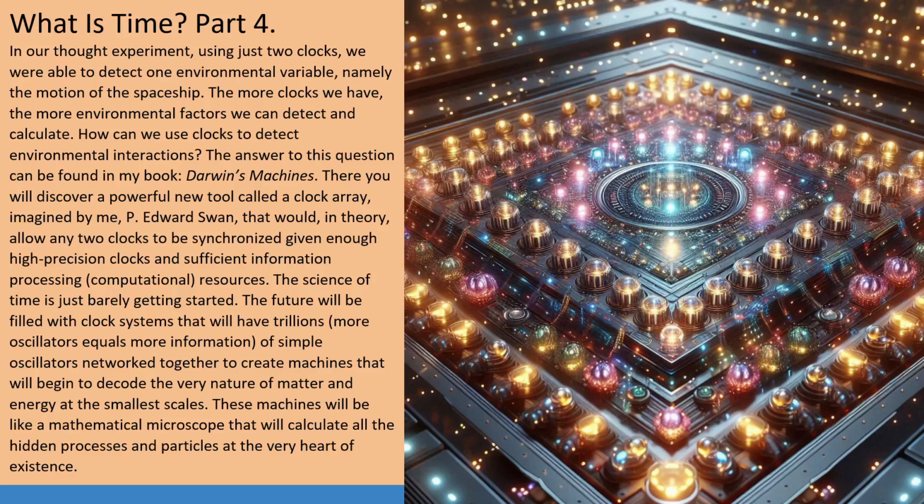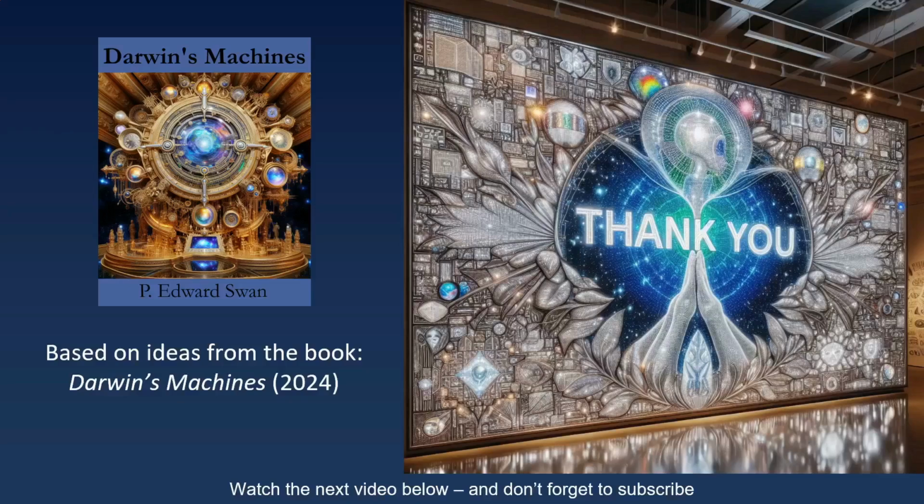The future will be filled with clock systems that will have trillions of simple oscillators networked together to create machines that will begin to decode the very nature of matter and energy at the smallest scales. These machines will be like a mathematical microscope that will calculate all of the hidden processes and particles at the very heart of existence. This series builds on the ideas in Darwin's Machines 2024.